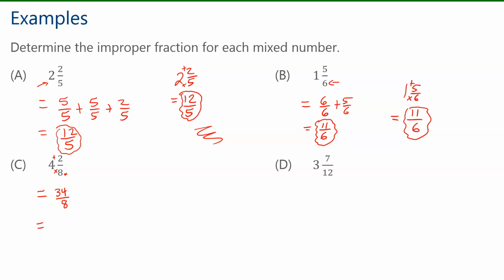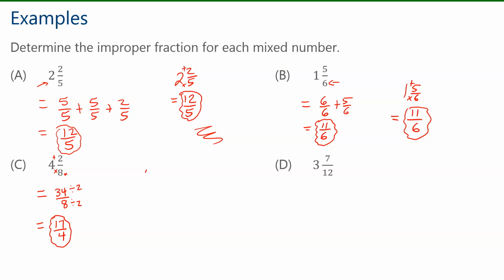This is an improper fraction. It is not in simplest form yet, though. 2 will go into both numerator and denominator nicely. Cut 34 in half, you get 17. Cut 8 in half, and you get 4. So 4 and 2/8 is the same thing as 17 over 4.